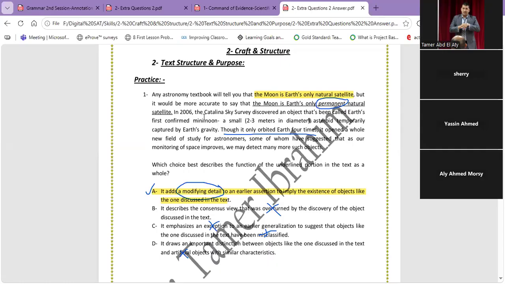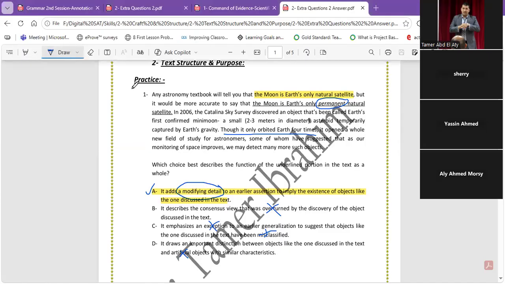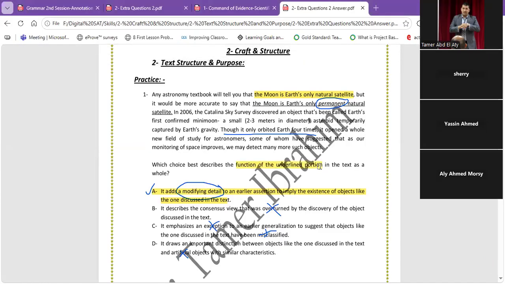So again, I'm going to repeat. In this skill, he asks us about the function of the underlying sentence or the underlying portion. What you're going to do is read the sentence before and the sentence after, and concentrate on the underlying part. Here, what he said: an astronomy textbook will tell you that the moon is Earth's only natural satellite. Okay, now he makes a generalization, just giving us a definition for the moon, that the moon is Earth's only natural satellite.